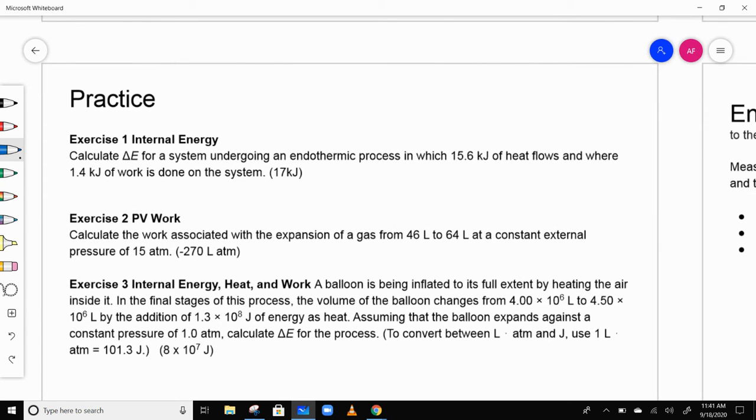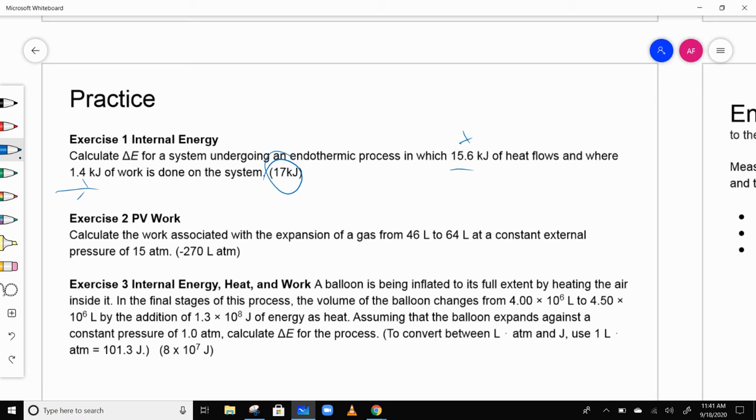Okay, calculate delta E for an endothermic process in which 15 kilojoules of heat flows, and there's 1.4 kilojoules of work done on the system. So both of these are positive, and you just add them, you get 17.